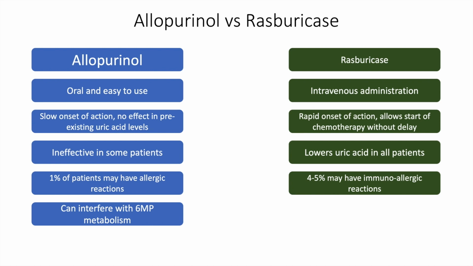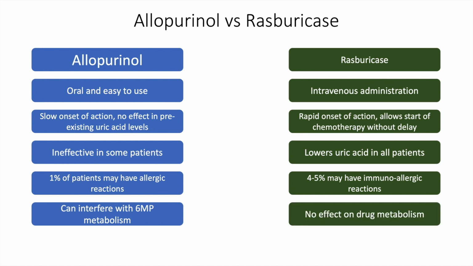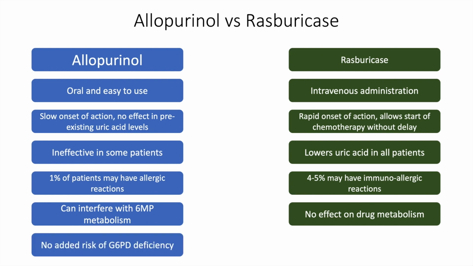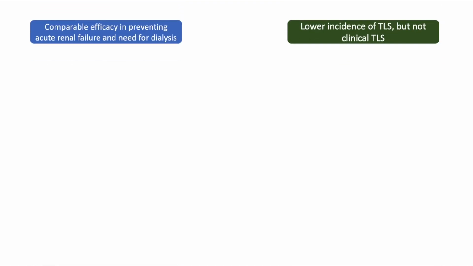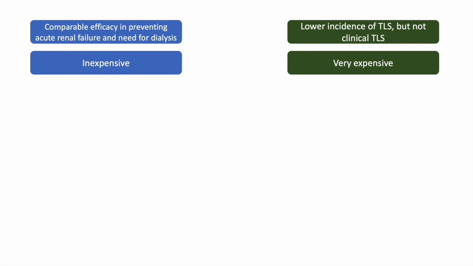Allopurinol can interfere with the metabolism of 6-mercaptopurine, whereas rasburicase has no effect on this drug. Allopurinol does not confer an increased risk of G6PD deficiency, which rasburicase does. Allopurinol has comparable efficacy in preventing acute renal failure and the need for dialysis. Rasburicase lowers the incidence of TLS but not clinical tumor lysis. And finally, allopurinol is inexpensive, whereas rasburicase is very expensive.